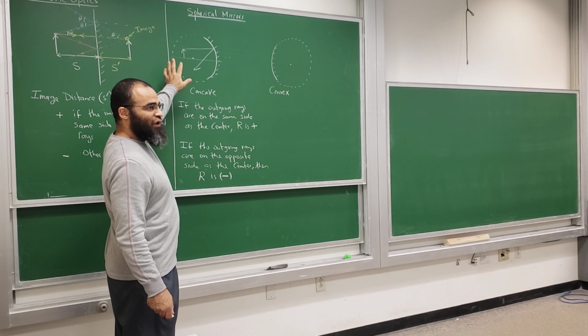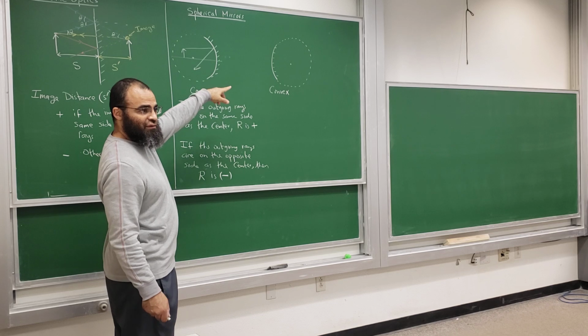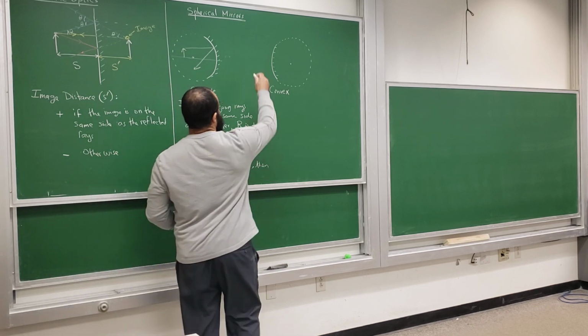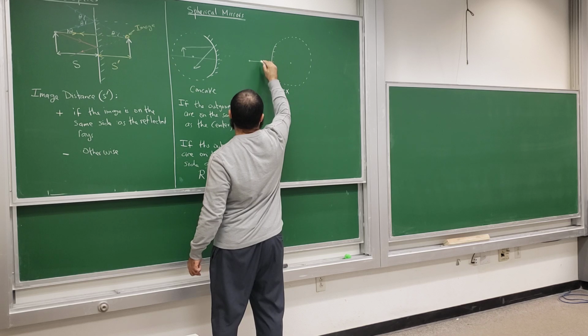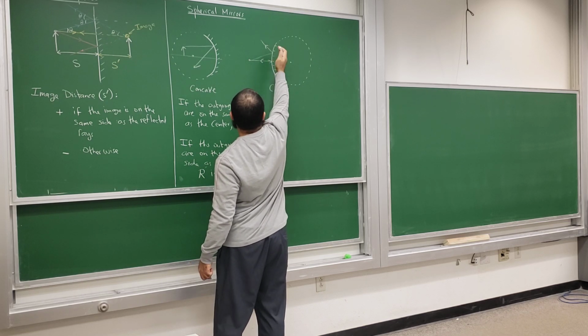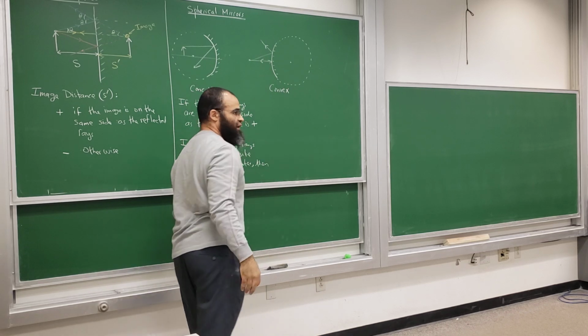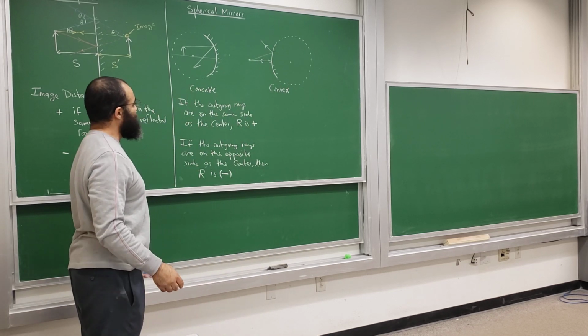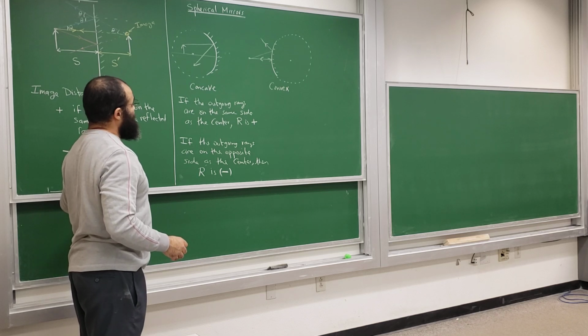Positive or negative? For concave? Positive. Convex? Negative. Because for convex, let's say I have a ray here. If I send this ray this way, it will reflect back on itself. If I send the ray here, it will reflect this way. So all the outgoing rays will be this way, but the center is over there.